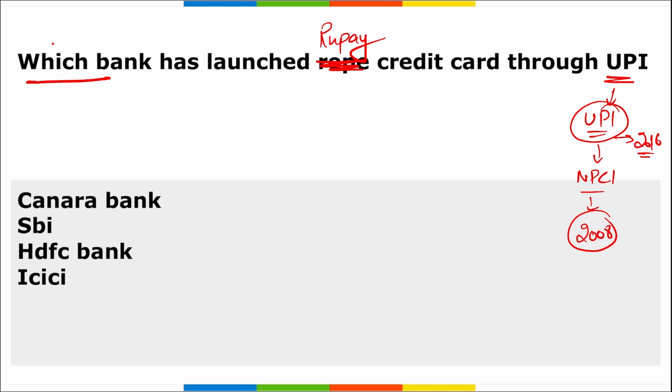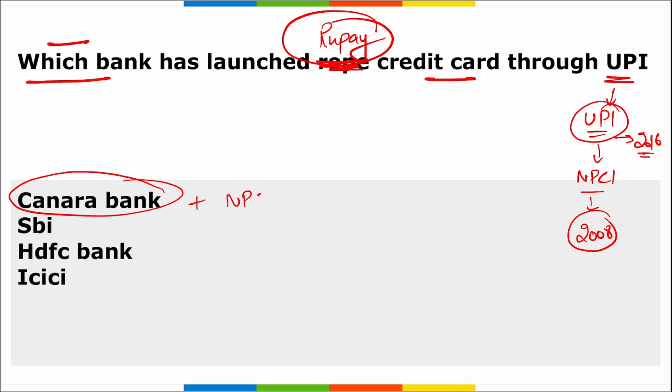Coming back, which bank has launched rupee credit card through UPI? So it will be your Canara Bank. All right, Canara Bank in collaboration with NPCI, they have launched a rupee credit card through UPI using the BHIM app. This will enable the customers to link their active rupee credit card to UPI and make payments without the physical use of the card, similar to account based UPI transactions.